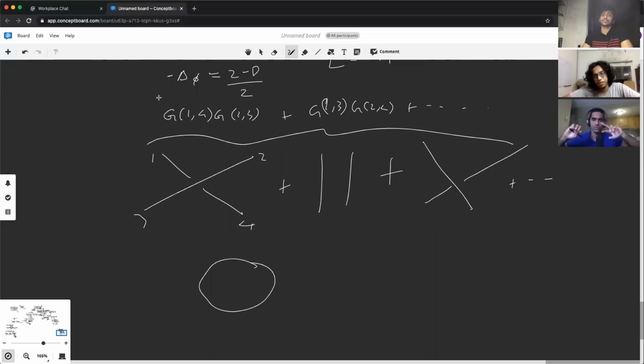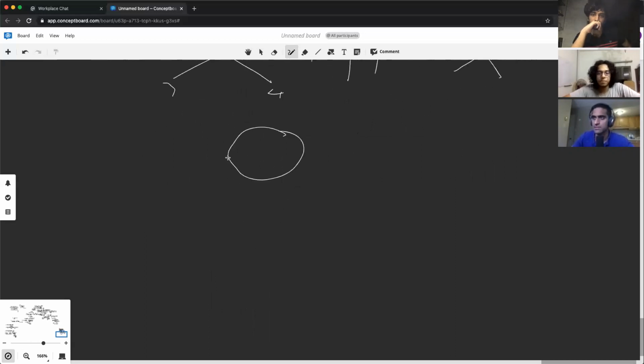So I'm going to choose 2, and then I'm just going to keep connecting them with propagators. This is called Wick's theorem. So there are no odd point functions, and all the even point functions can be reduced to so-called 2-point functions or propagators. So what? Let's just write down what that means.